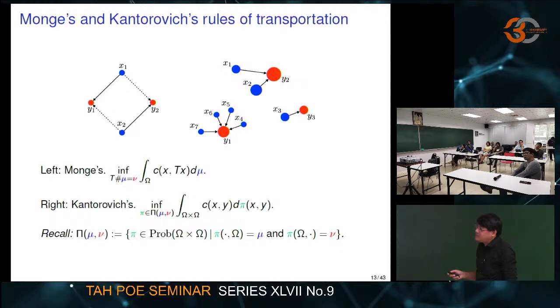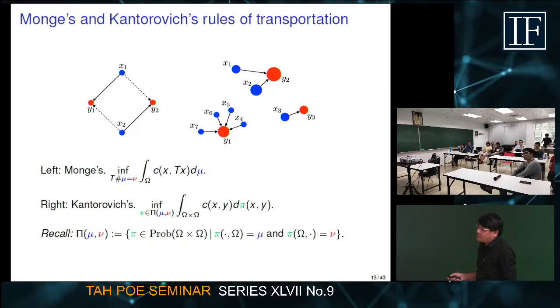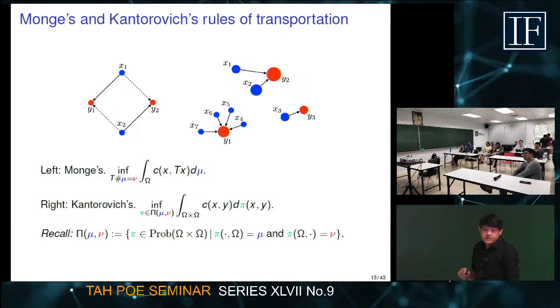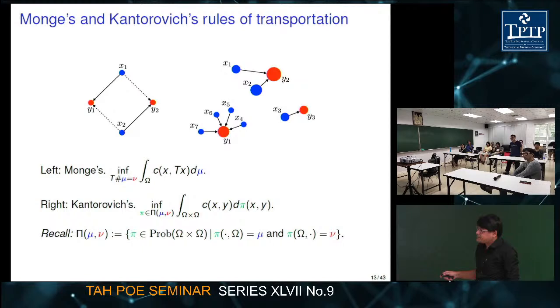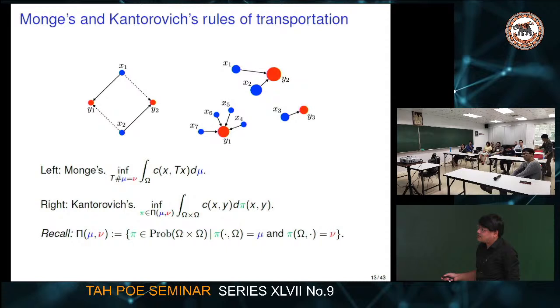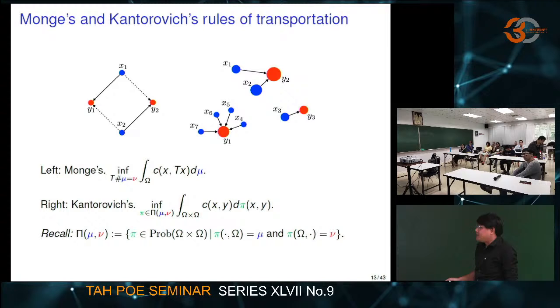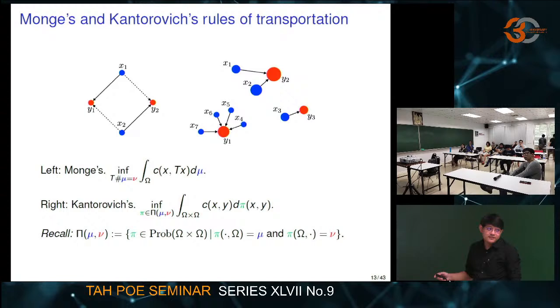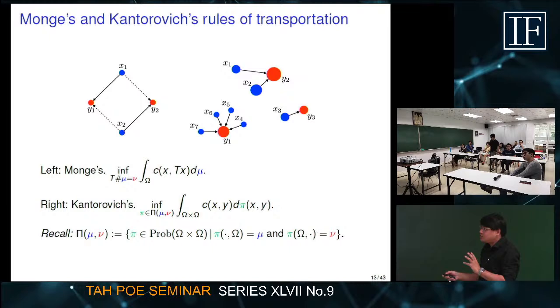Monge formulation means you want to transport, okay, the red one is the final distribution and the blue one is the initial distribution. So in order to move these two points to the final distribution, you can either move x1 to here, x2 here, or you can move x1 here and x2 here. So one way is the solid arrow and the other one is the dotted arrow. This is Monge's formulation. You move the whole mass at that point. You cannot really split the point.